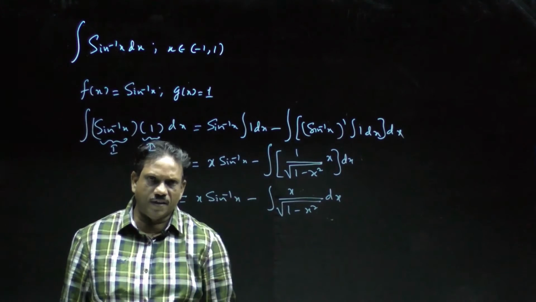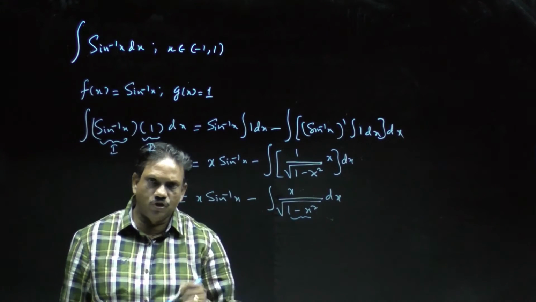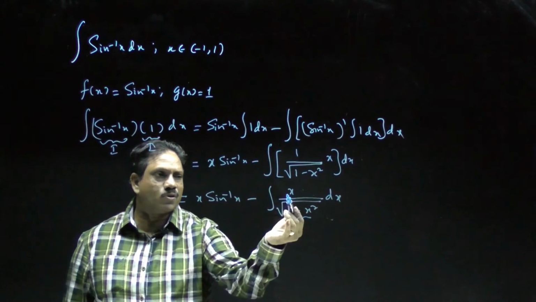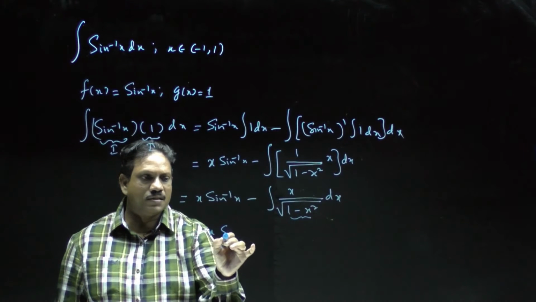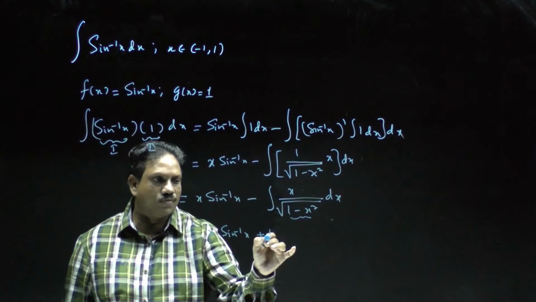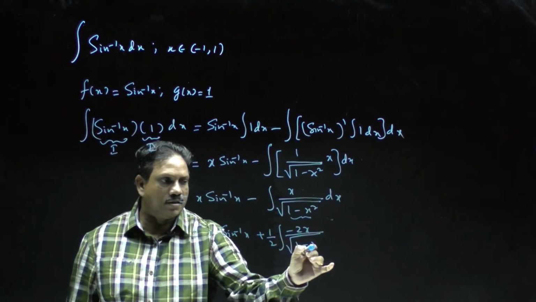Consider 1 minus x square. What is the derivative of 1 minus x square? The derivative of 1 is 0, and of minus x square is minus 2x. Of course, there is 2, and you require minus 2. Okay, you do it like this: x sin inverse x, you want minus 2, so put here minus 1 by 2, which becomes plus. You write minus 2 x over root of 1 minus x square.